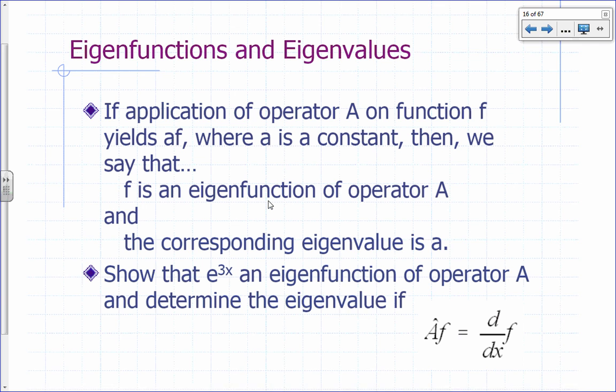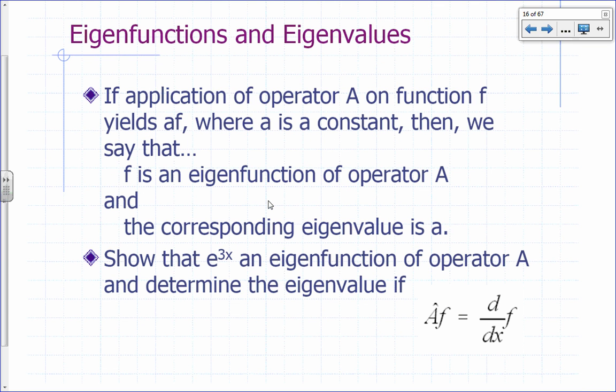All right, so let's move on to eigenfunctions and eigenvalues. If the application of operator A on a function f yields a constant times the original function, so little a here is a constant, then we say that this function f is an eigenfunction of operator A. And this little a, this constant that comes out, is called the eigenvalue corresponding to that eigenfunction. Okay, so for every eigenfunction, there's a corresponding number, and that number is called the eigenvalue. That's the number that comes out when you operate on the eigenfunction.